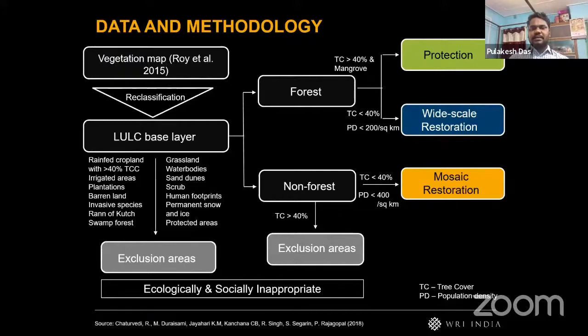And if the canopy density is less than 40%, with a population density less than 400 per square kilometer, mostly this includes the agricultural land or commons land, those we have classified as mosaic restoration. So these are the three broad categories. One can segregate the entire area's potential for restoration or the different interventions.